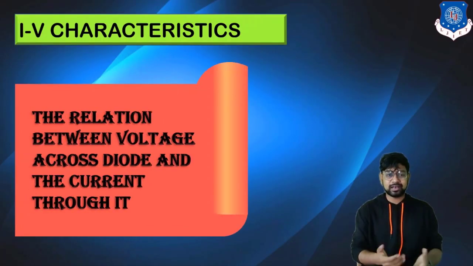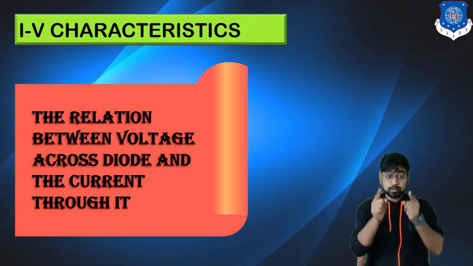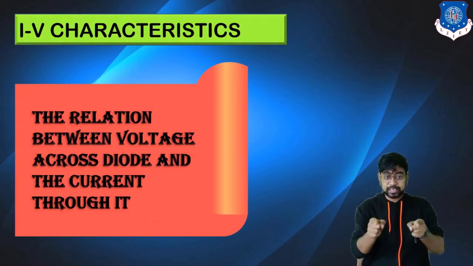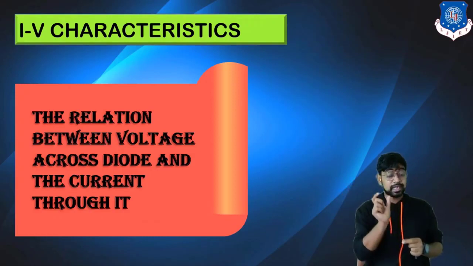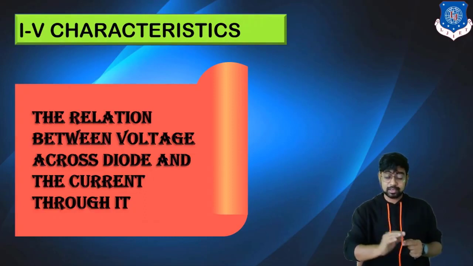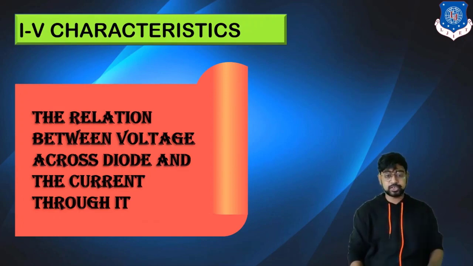So, called the IV characteristics: the relation between the voltage across the diode and the current flowing through it. Okay, so it is not the given voltage, it is the voltage across the diode we are taking. There are two sets of current and voltage present. One is the voltage and current in the circuit, and another is the voltage and current of the diode. We would be considering the diode case.